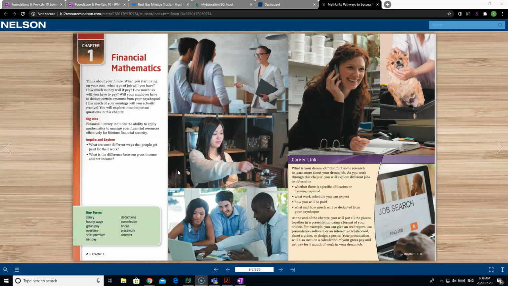And this is just some important terms you should know, since some of you are probably getting your first job now, and probably need to know things like salary and overtime and gross pay, net pay, and that kind of stuff. So we're going to go over that in section 1, actually. And then later on, you can see some of the key terms here in chapter 1. We're going to talk about deductions, commissions, bonus, piecework, contract, shift pay, net pay, gross pay, hourly wage, salary. Okay. So let's just go into it.